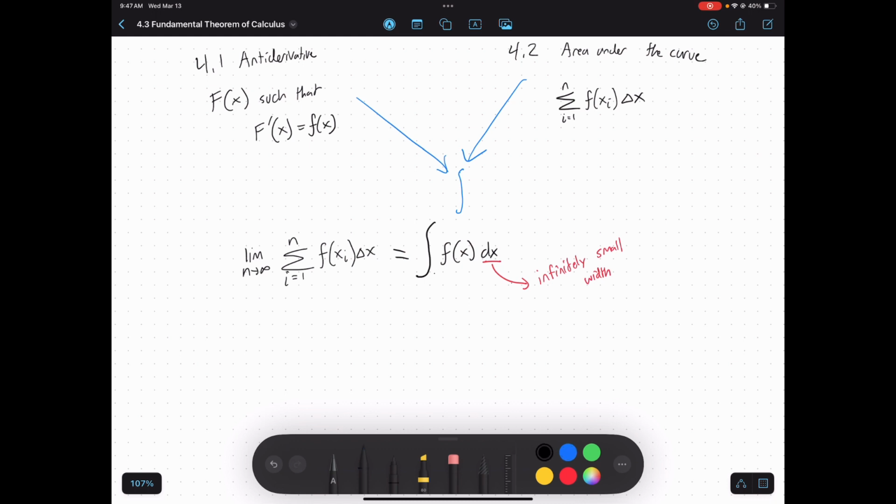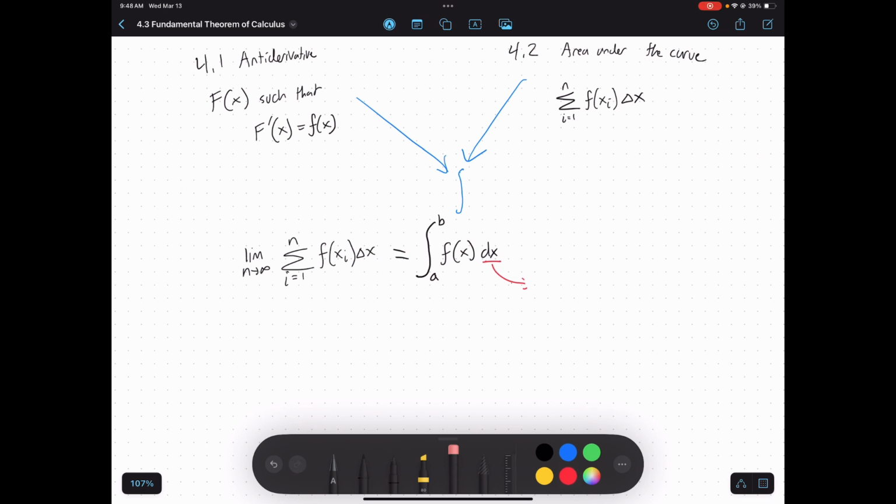And of course, if I'm finding area under the curve, I have bounds. Those bounds represent where I'm actually looking: where am I starting, where am I ending, where am I actually calculating this area under the curve? So that's how this symbol connects to 4.2, but how does it connect to 4.1? How does this connect to antiderivatives?